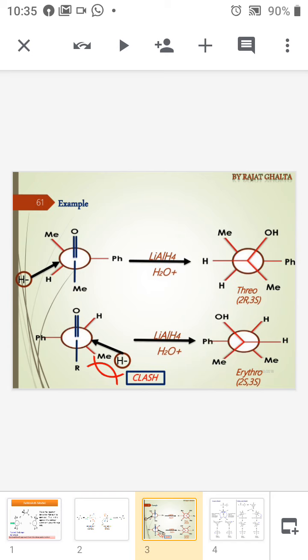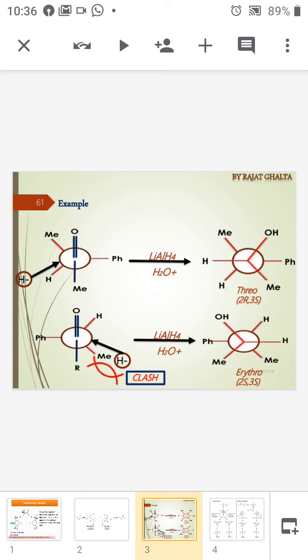Now this is another example. The only difference between the previous example and this one is that R is replaced by methyl. According to the Felkin model, we arrange the large group orthogonal to the carbonyl, and in order to avoid the maximum hindrance, the first one is the most preferred configuration. Here there is no steric hindrance between the methyl and hydrogen, and the nucleophile H- attacks towards the side of the hydrogen atom, at a bond angle of 107. So this is the configuration 2R, 3S.